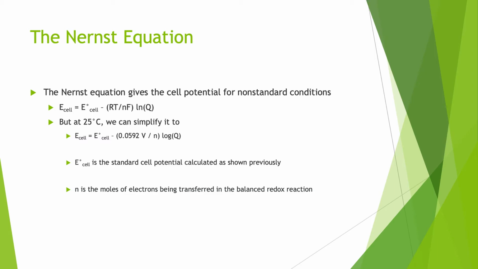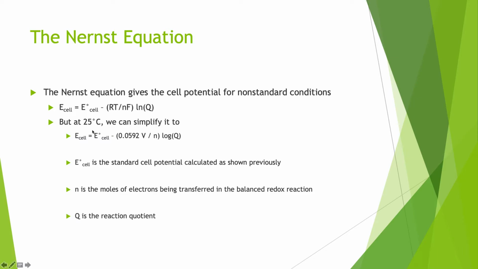The only other variables in this equation besides the actual cell potentials are going to be the n and the Q. V is just the unit here, it's volts. This n is just the number of moles of electrons being transferred in your balanced redox reaction.